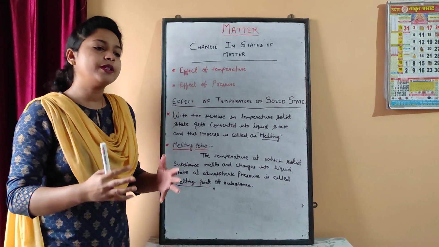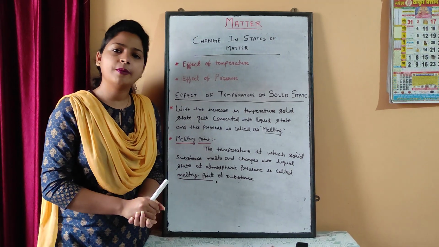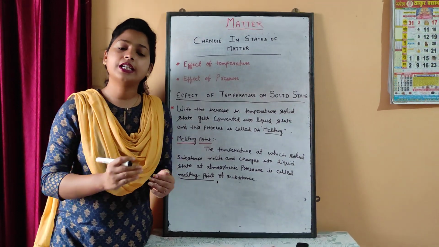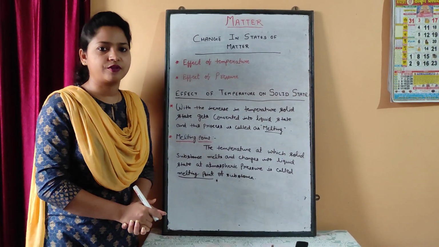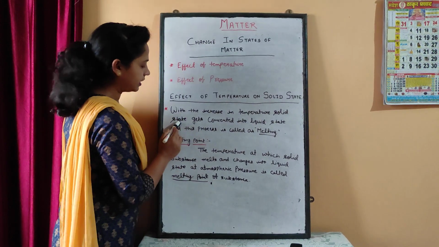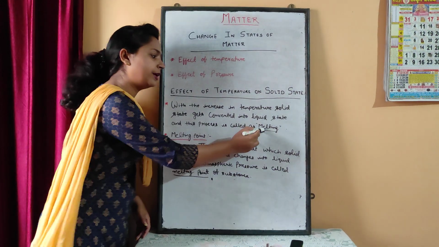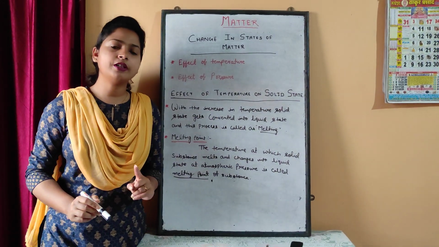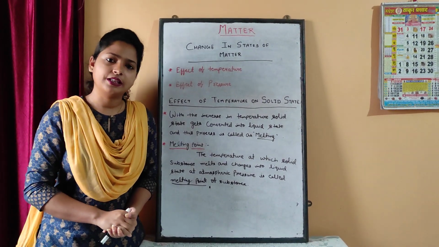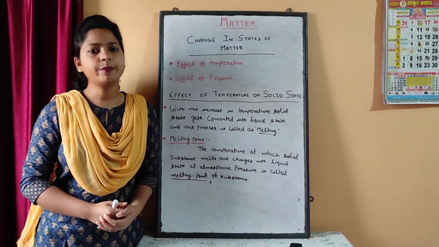Clear? Now what happens when we heat ice cubes? Take some ice cubes, just heat them. What will happen? They will get converted into water, right? Means what? With the increase of temperature, solid state gets converted into liquid state. And this process is called melting. So students, do remember, change of solid state into liquid state is called melting. Whenever we increase the temperature of the solid state, it gets converted into the liquid state.